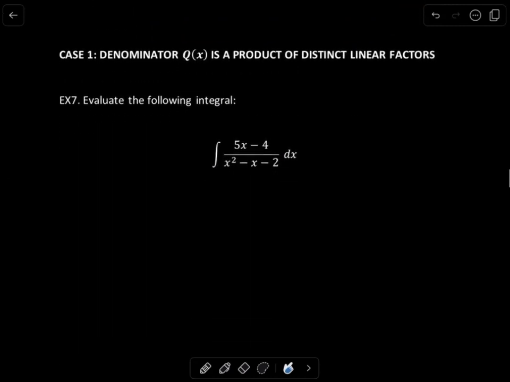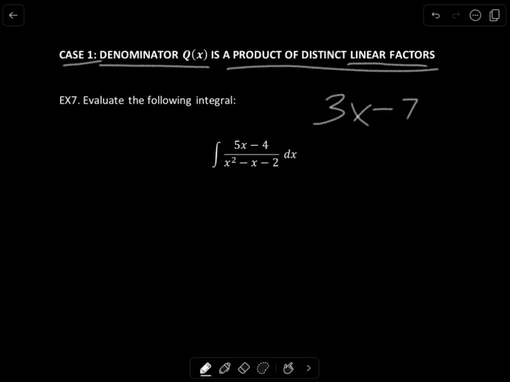So remember, there are 4 cases to consider when you are using partial fractions. And case 1 is where the denominator q of x is a product of distinct linear factors, right? Remember what a linear factor is. A linear factor is something that just has the equation of a straight line, like 3x minus 7, minus 5x plus 2. That's a linear factor, right?